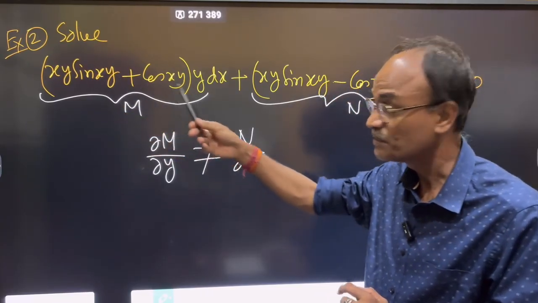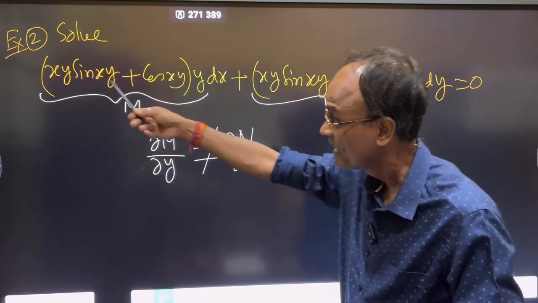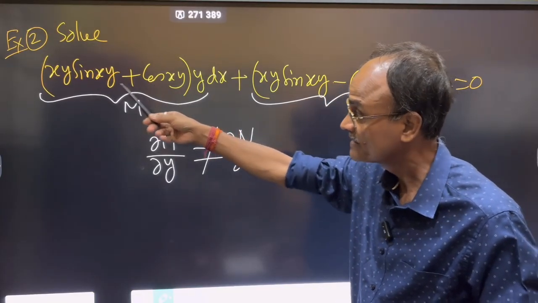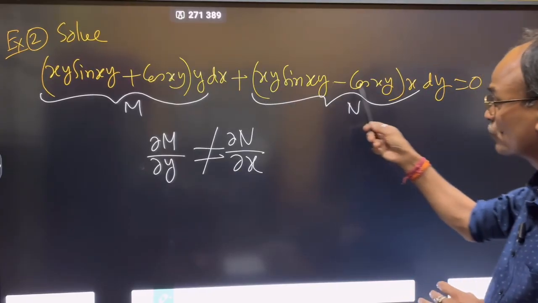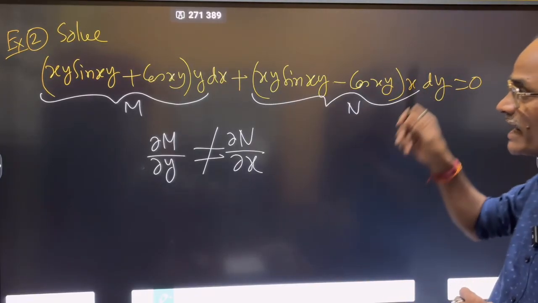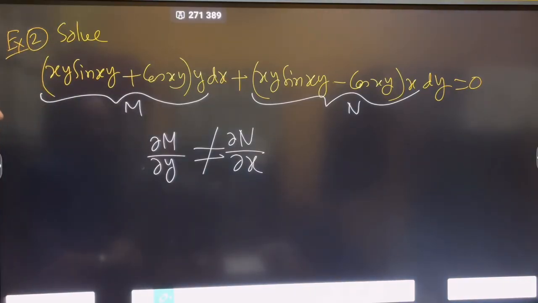it has been already expressed in the form of some function of x and y into y dx plus a function of x and y into x dy equal to 0. It has been expressed in this form.